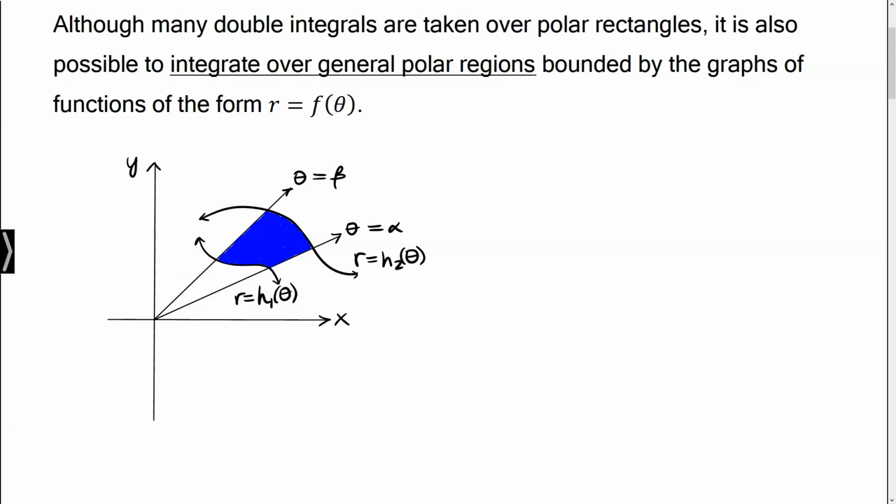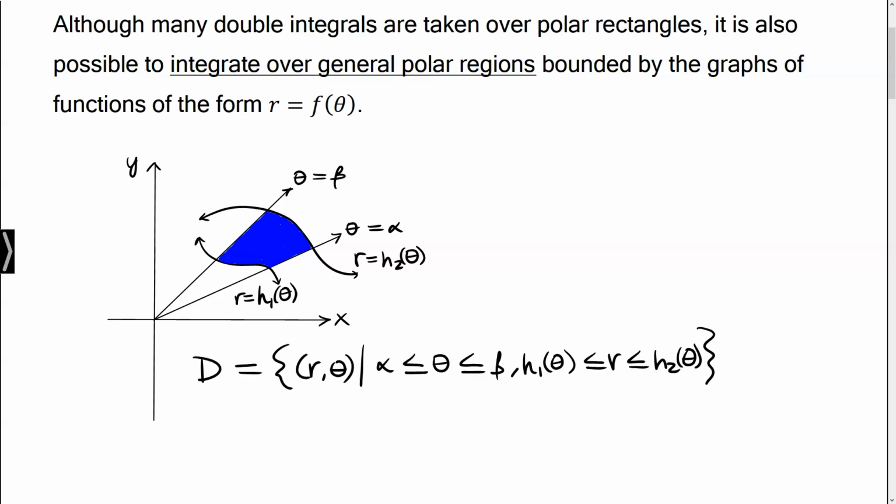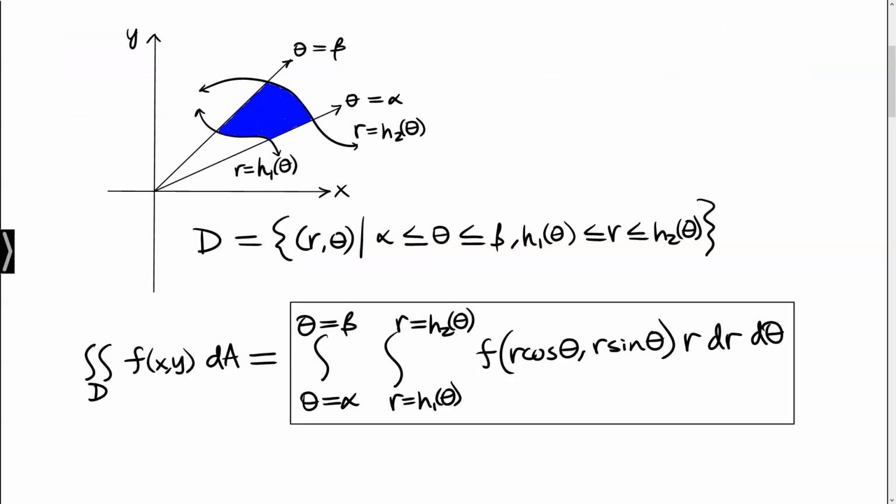So if we wanted to write down symbolically what this region is, we could write it like this. It consists of all the points with polar coordinates r, theta, where theta is between alpha and beta, and r is between h1 of theta and h2 of theta. Now, how is this going to be set up if we're going to integrate a double integral over this region? Well, it's going to be very similar to the polar rectangle that we did before. The only difference is, instead of having constant values for the radius, we're going to have these functions of theta. In other words, it's very similar to a type 1 or type 2 region in rectangular coordinates. So this is the expression that we get.